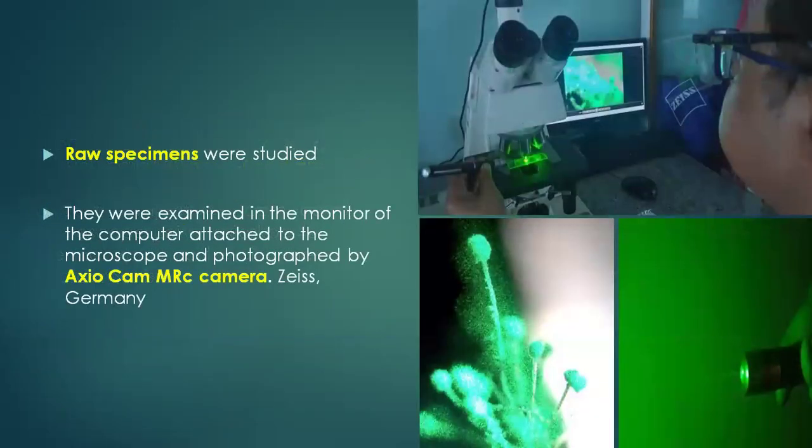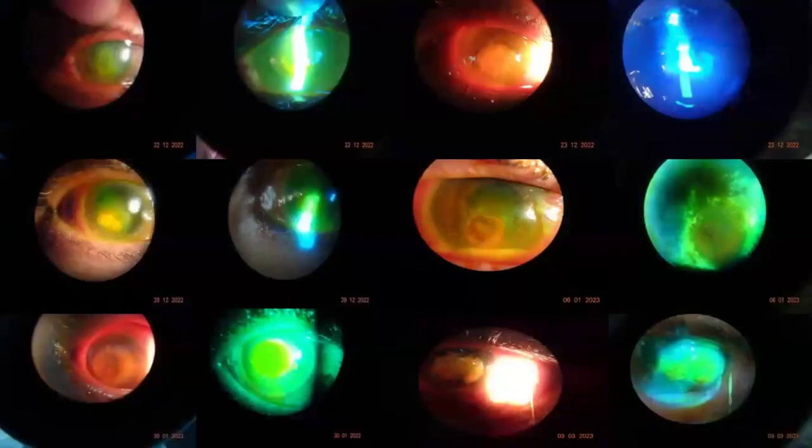Raw specimens were studied and photographed with an Axiochem MRC camera, which was donated by the Government of Assam to our lab. And we are doing justice by taking different experimental photographs and other work.